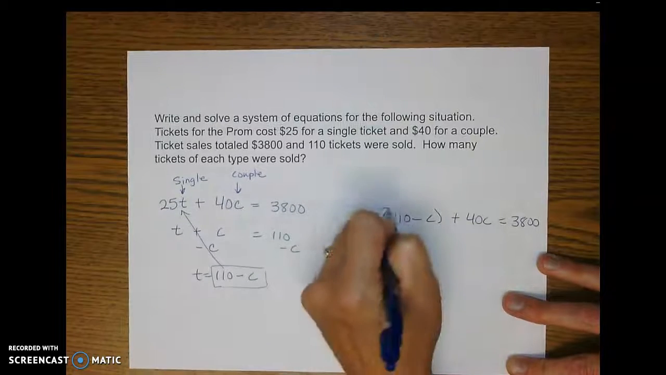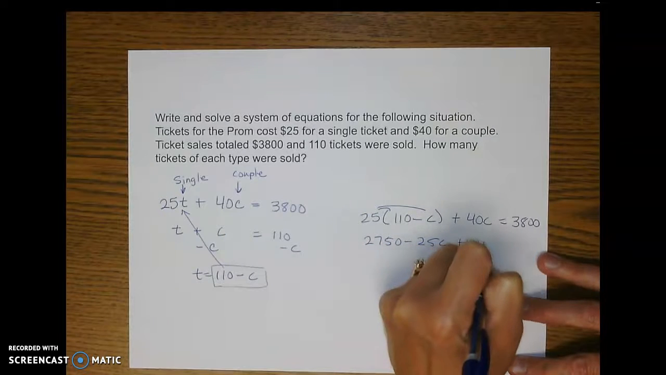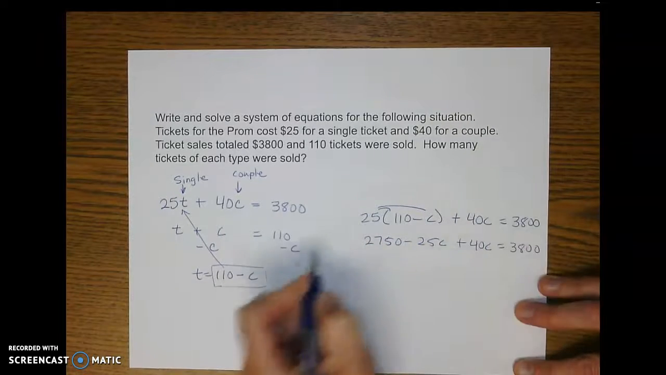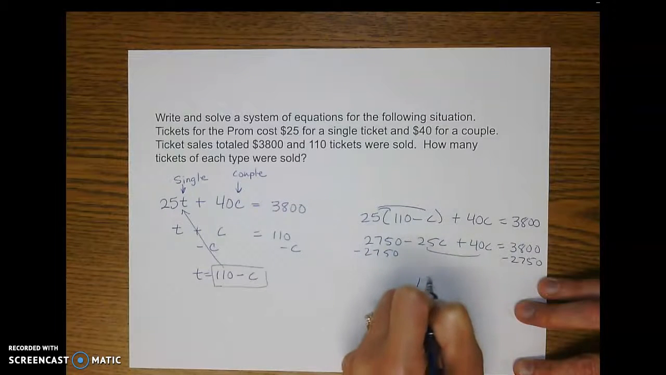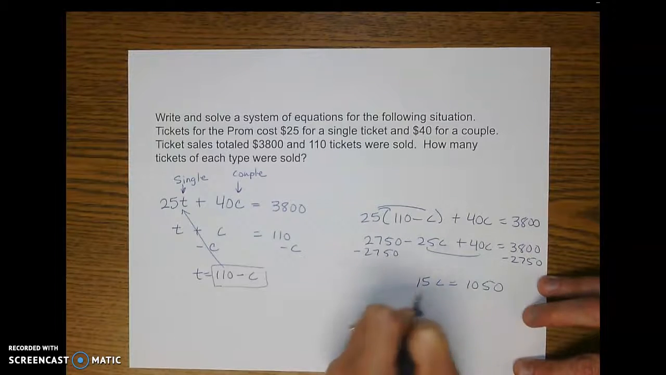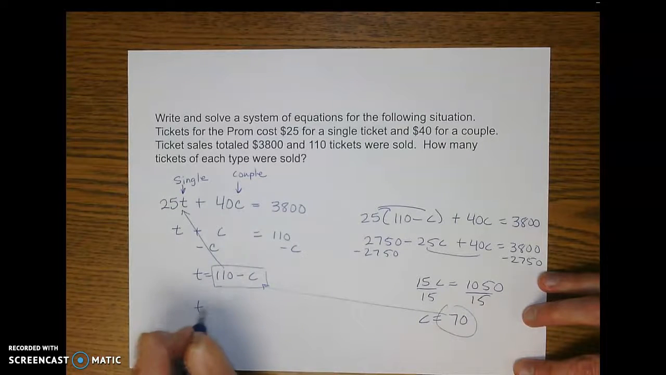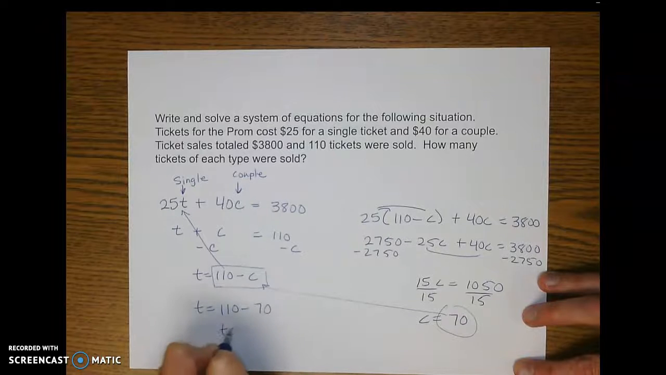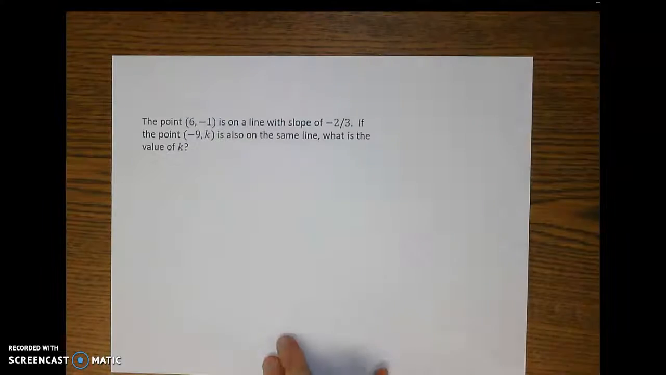There you go. Go ahead and distribute. We're going to move the 2750 over and also put these two together. Divide by 15. And then you just take that, put it over here to get T. So I have 40 single and 70 couple. That's it for that.